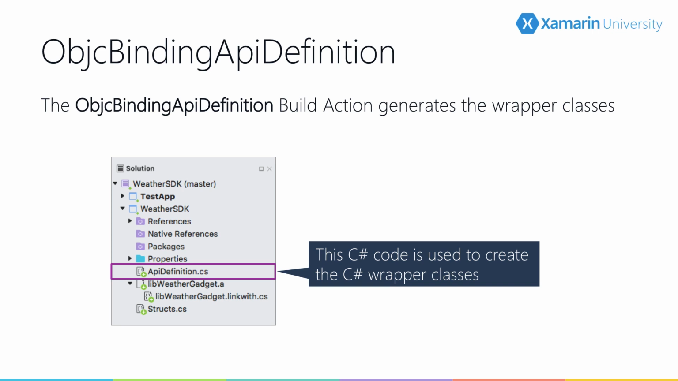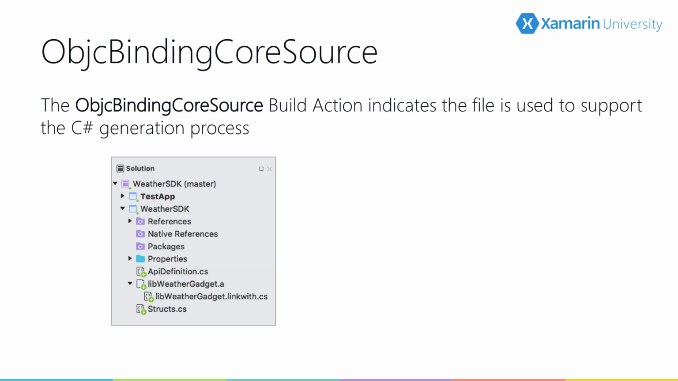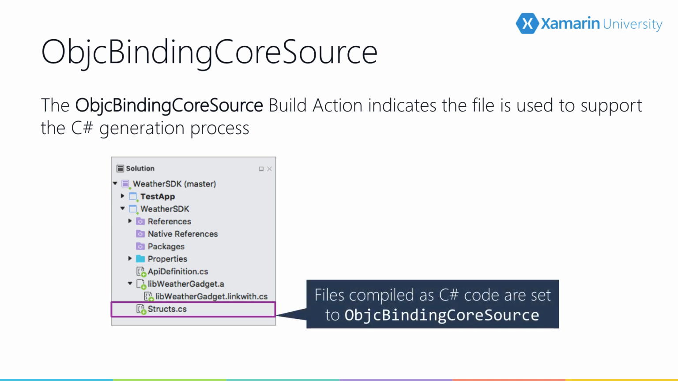manually in IOS450. The struct CS project file and all other files which will be compiled as C# code is set to the Objective-C binding core source build action. This build action is used to indicate that this file is used to support both the C# generation process, creating the C# wrapper classes, as well as the final compilation step to create a final binding library. So for example, we have enumerators and structs that are used to define our metadata in the API definition, but also is used in the API's consumption in your iOS application.